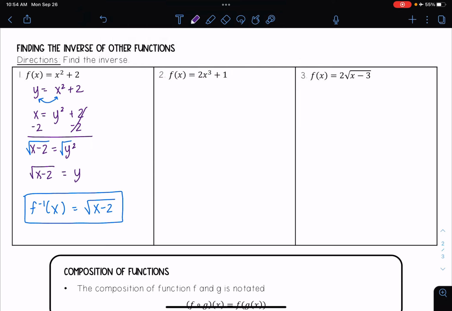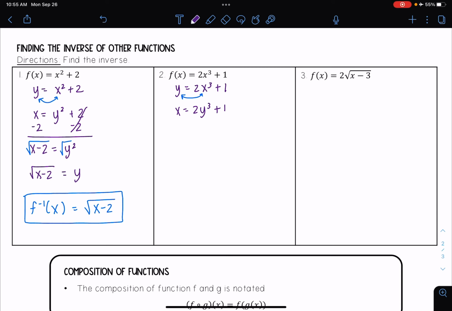Okay, let's look at another one. So number 2, I have f of x is equal to 2x cubed plus 1. So first step, I need to replace f of x with y, so I get y is equal to 2x cubed plus 1. And now I'm going to have x and y switch places. And so this becomes x is equal to 2y cubed plus 1.